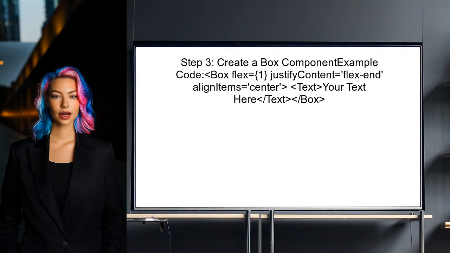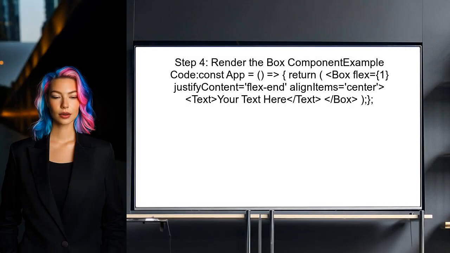Now, the user can create a Box component that will serve as a container for the text. To align the text vertically at the bottom, they should use the flex property along with justifyContent. Finally, the user should render the Box component within their main application component. This will display the text aligned at the bottom of the screen.